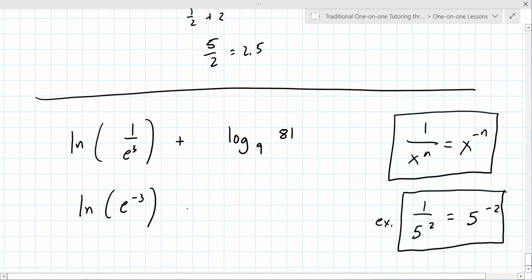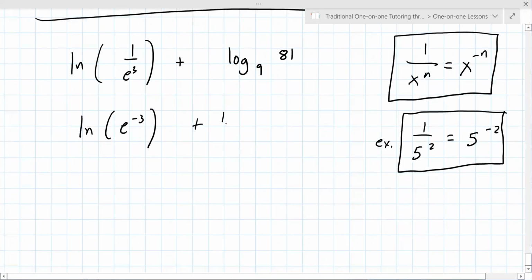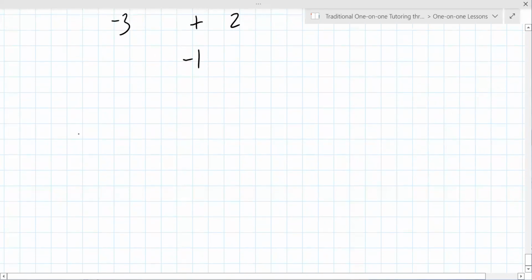So it'd be -1. Yes. Sounds right. So this is -3. This ends up being 2, -1. Okay. So one more here, and then we'll move back to going between forms.